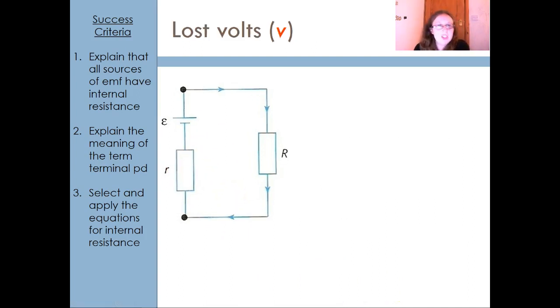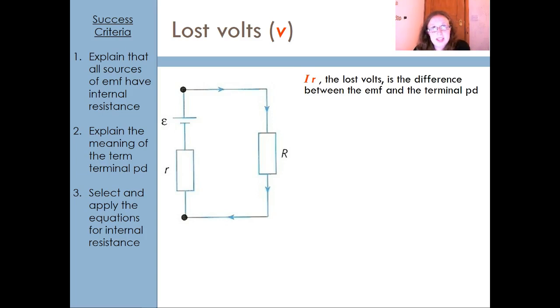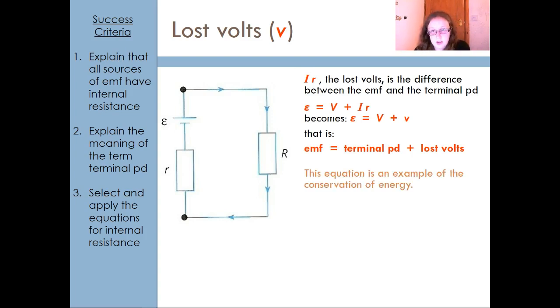So I mentioned the idea of lost volts, so just to show you what you mean by this. The current times the internal resistance is the amount of voltage that I use getting through the power supply. So it's the volts that never make it out. As we just said, it's the difference between the EMF and the terminal potential difference. So you could consider your EMF to be equal to your terminal potential difference plus your lost volts.